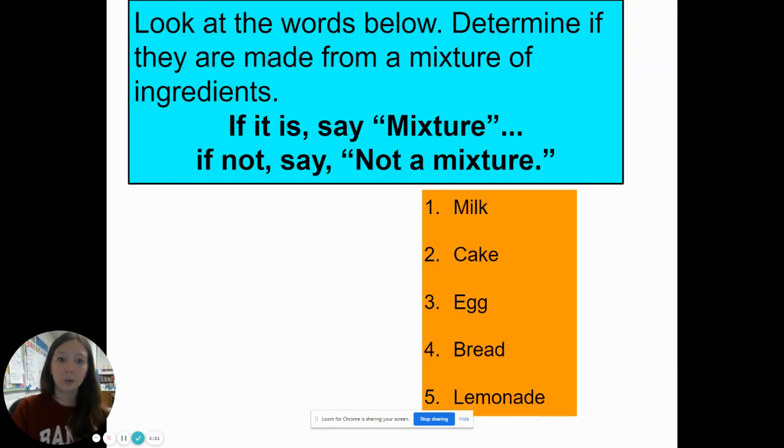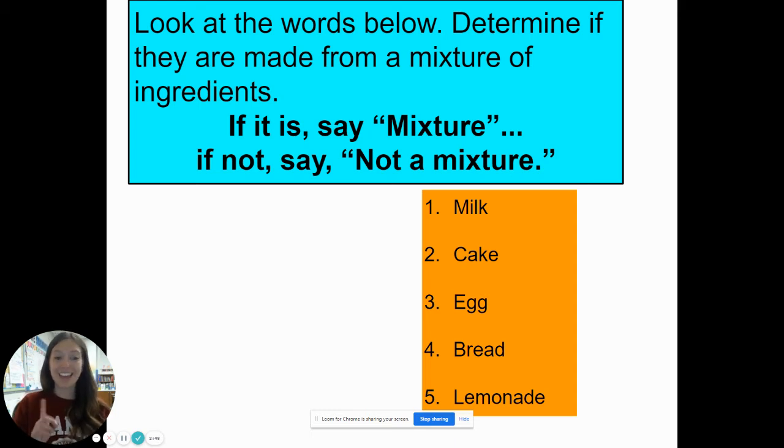So you're going to look at the words below and determine if they are made from a mixture of ingredients. If it is, I want you to say mixture. And if it's not, you're going to say not a mixture. So your first one, milk. What do you think? Not a mixture. You're right. You're not mixing things together to create milk.